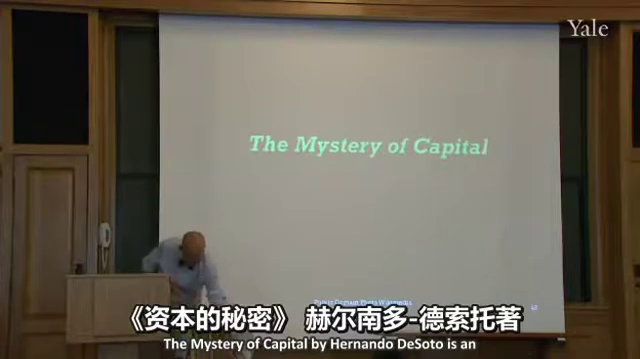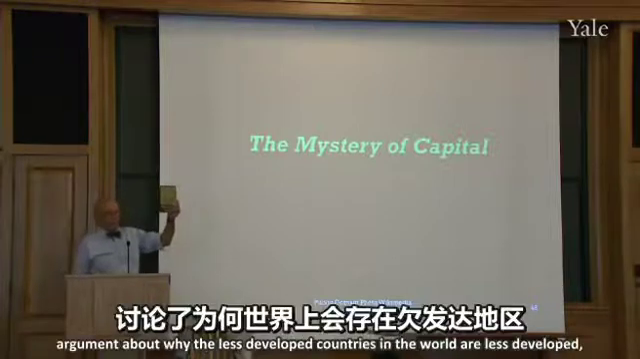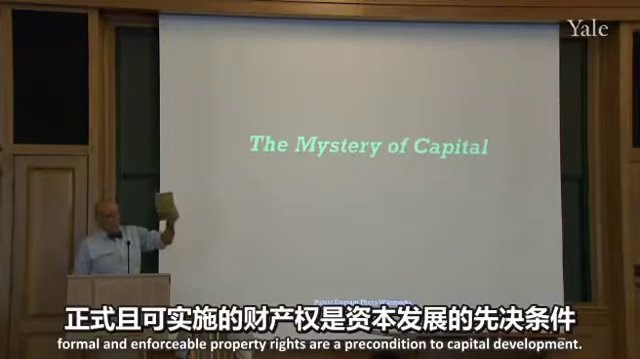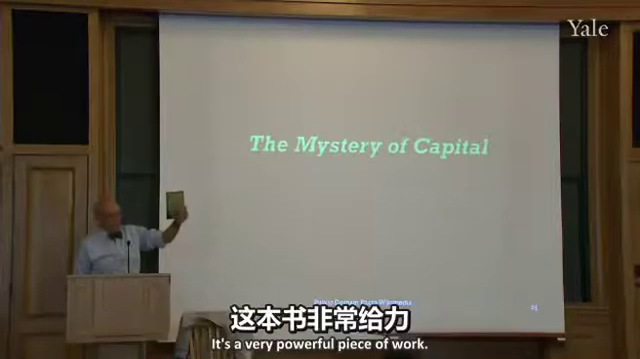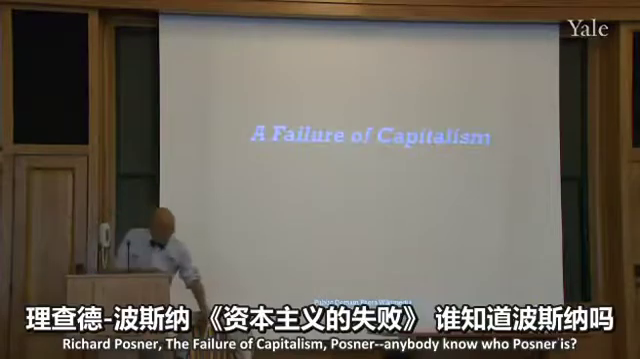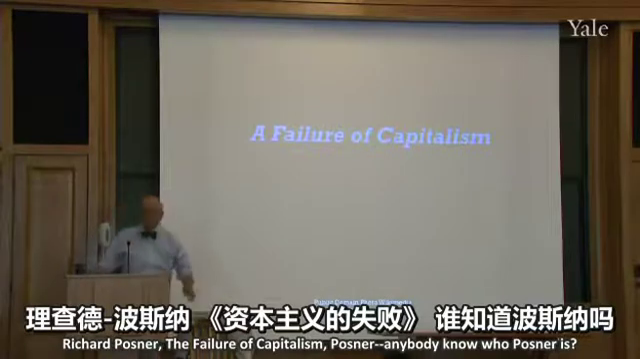The Mystery of Capital, by Hernando de Soto, is an argument about why the less developed countries in the world are less developed. And the gist of it is that formal and enforceable property rights are a precondition to capital development. And it's a very powerful piece of work. Richard Posner, A Failure of Capitalism. Posner, anybody know who Posner is?